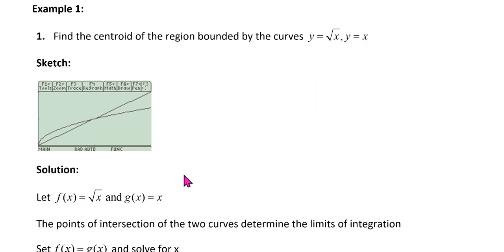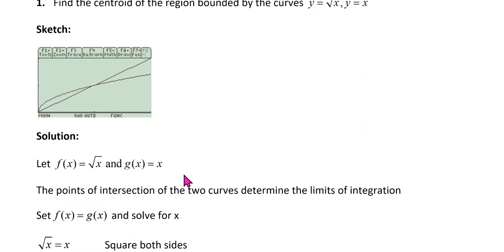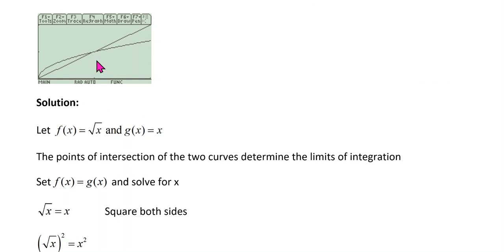So we know f of x is the square root of x. That's the function that is above, and then g of x is the one below, which is x. So we need to integrate over an interval. So we know the two curves are meeting at 0, the origin. So what is then this point here?